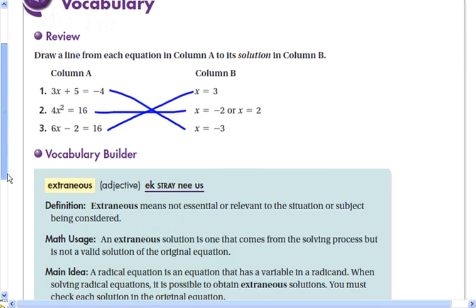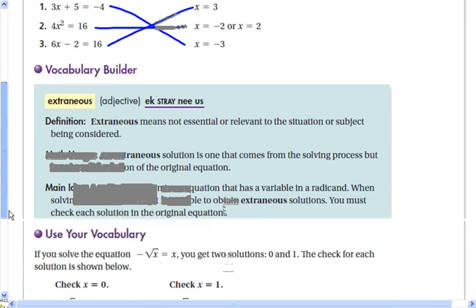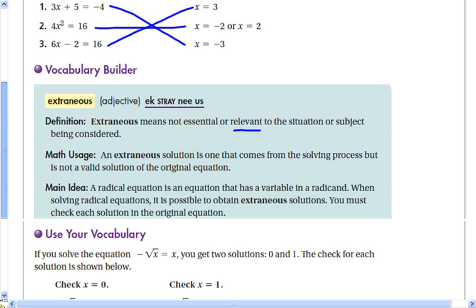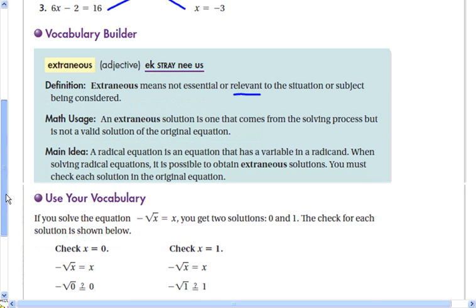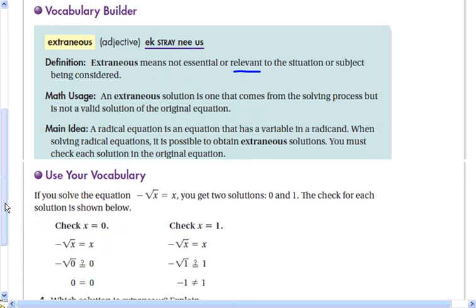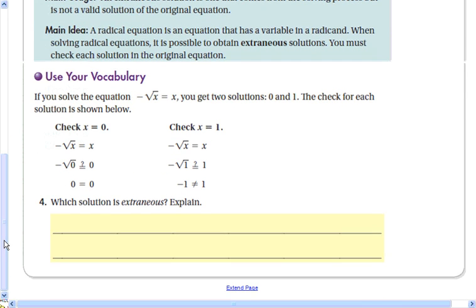Here's a new word for you. Extraneous definition means not essential or relevant. So in math, we're going to use that definition. Something that's extraneous is not relevant. Sometimes when you're solving a radical equation, you can end up with solutions that don't work because you're changing the equation. And here's an example.